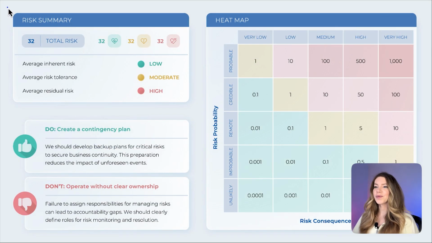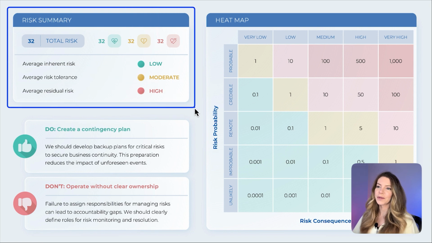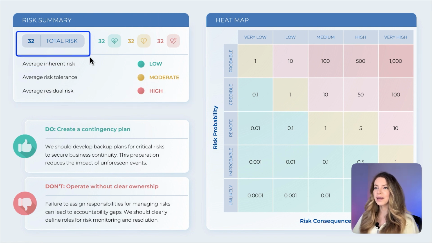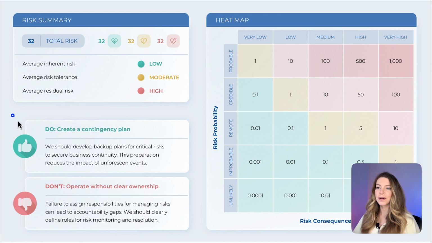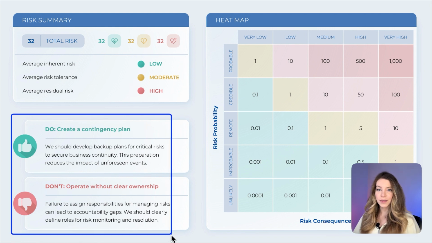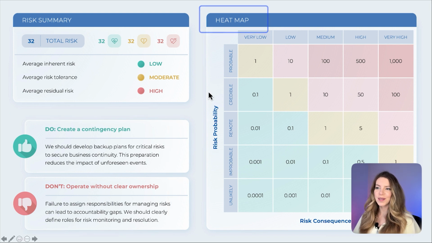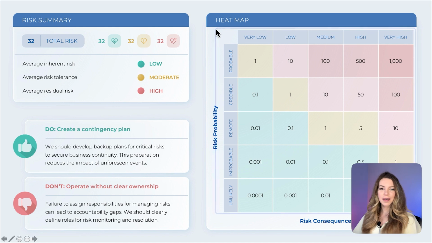For example, this risk summary widget highlights total risk scores and categorizes them into low, moderate, and high. And below are some actionable insights that are provided with clear do's and don'ts as recommendations. And the heat map widget visualizes risk probability versus consequences with this color-coded table.